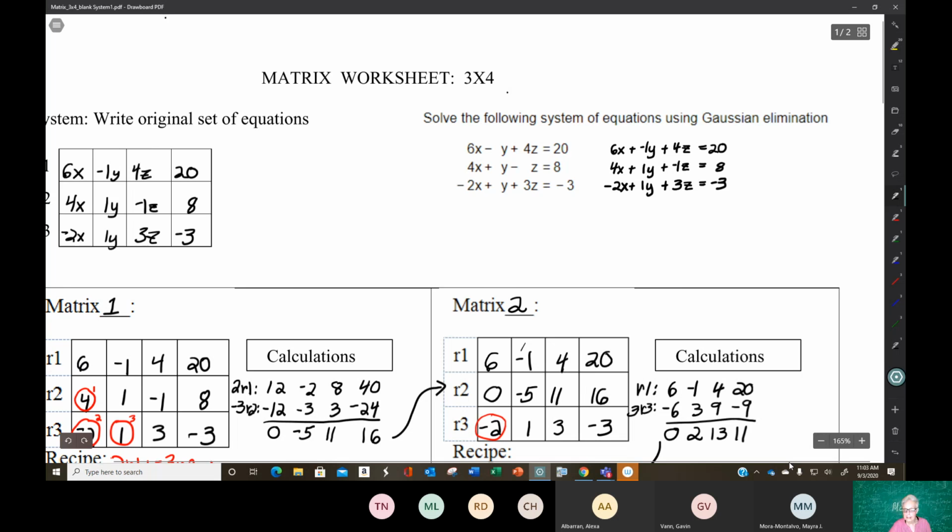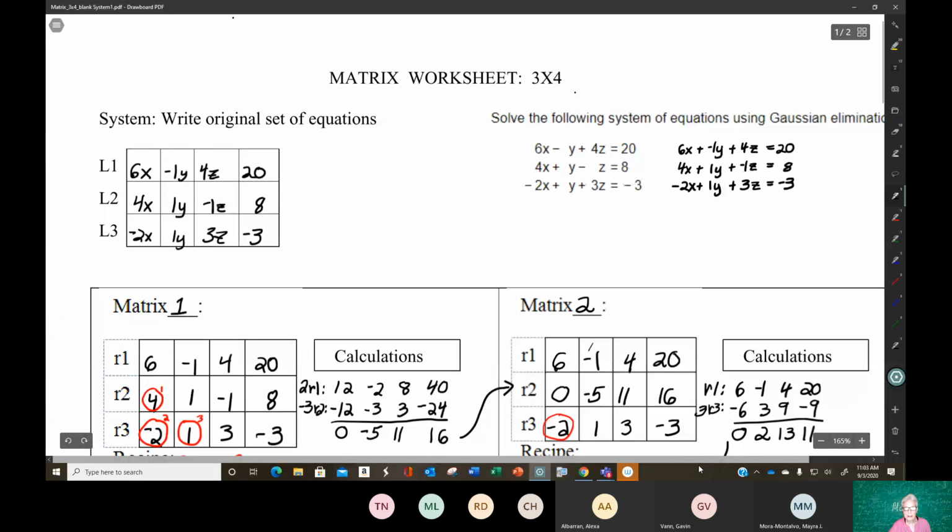Now, I realize this seems like a ridiculously long method just to find x, y, and z, but I think you'll find that this is the method that will give you the least number of wrong answers if you go slowly and carefully through this, following the steps that were created by Gauss. I forget what his first name was, but that's why it's called Gaussian elimination.